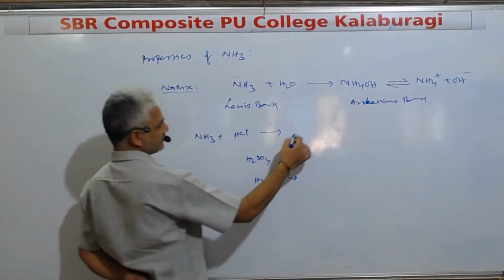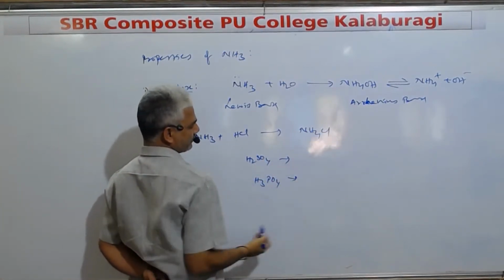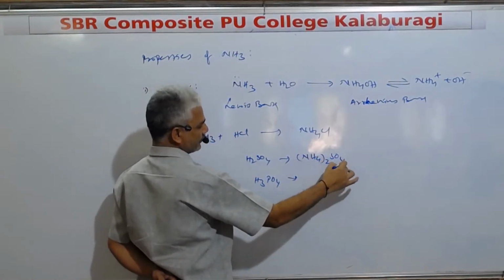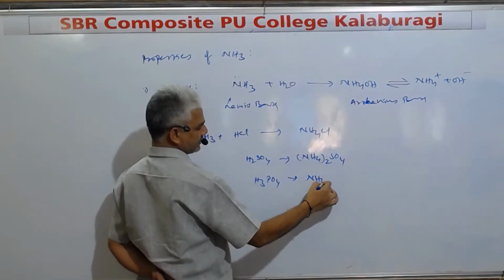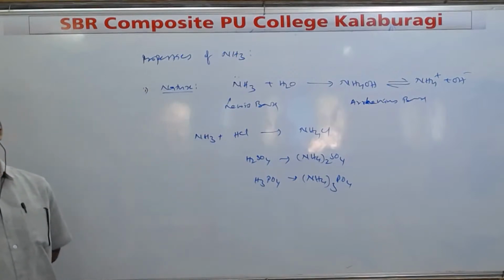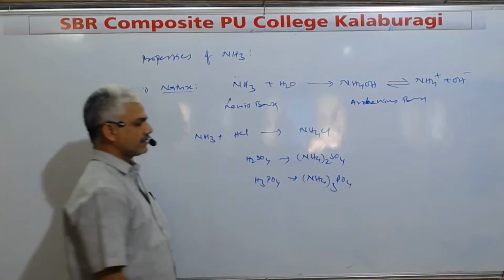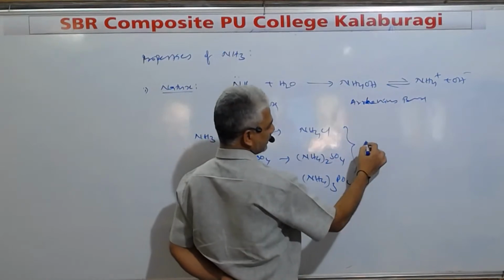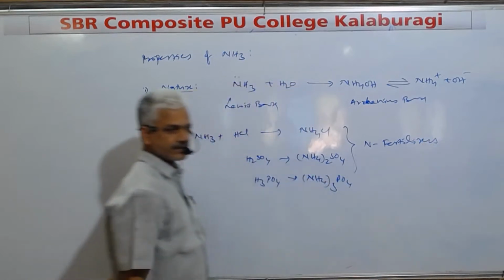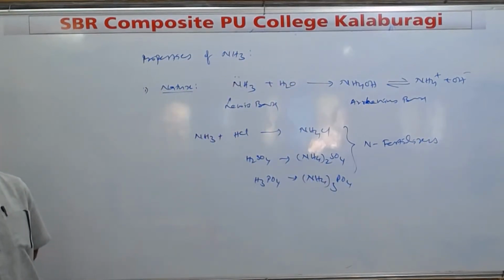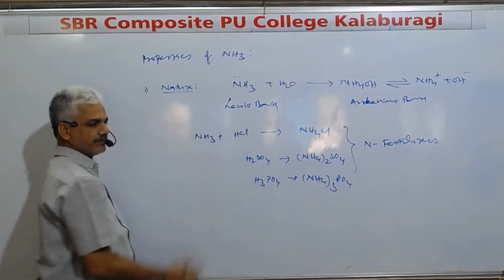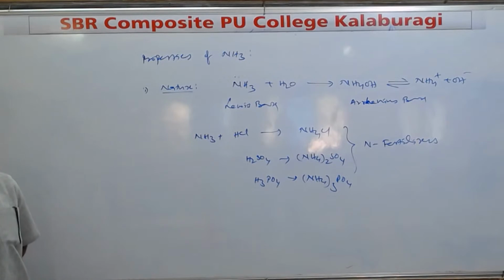With HCl, you will get ammonium chloride. With sulfuric acid, you will get ammonium sulfate. With phosphoric acid, you will get ammonium phosphate. All these compounds are commonly used as nitrogenous fertilizers. Right. So from all these examples, we can say that the nature of ammonia is basic.